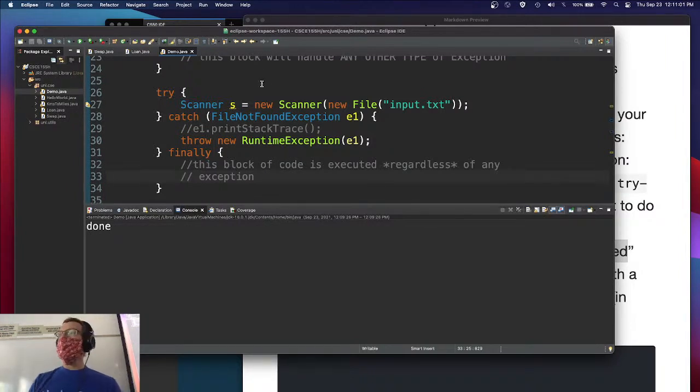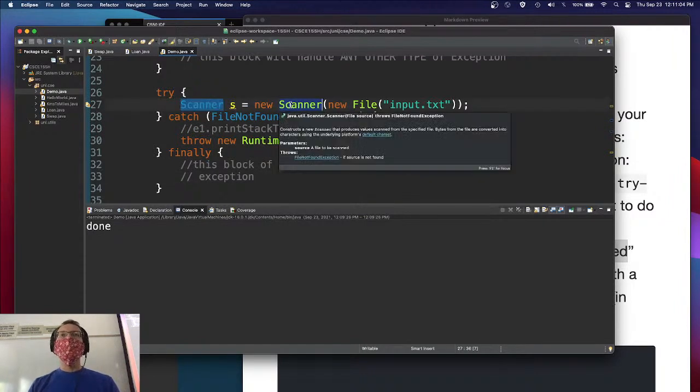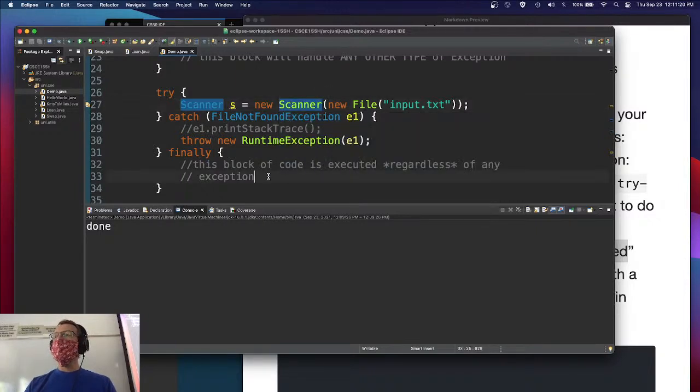Why would you want something like this? Here's a scanner. Some of you have asked, I think on hack 2 or something like that, where you open a scanner to read from the standard input, and you got a warning by the Java compiler that you didn't close it. Right? So this is a perfect place to actually close your scanner now.